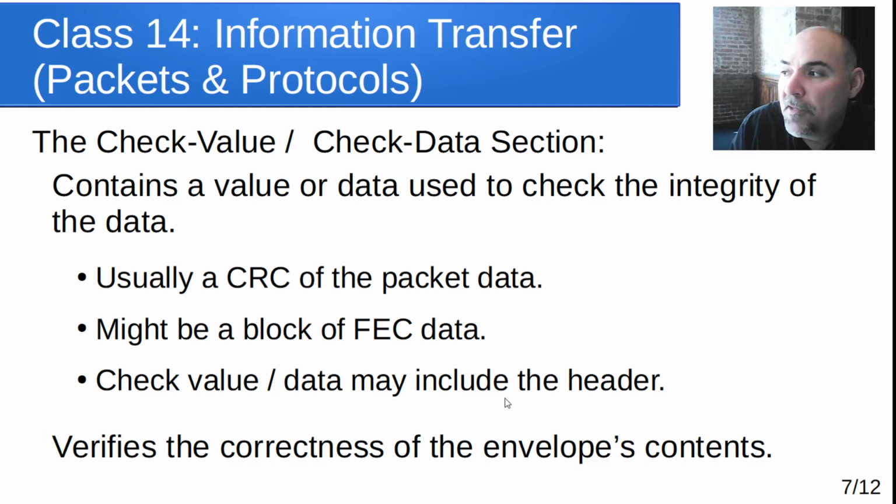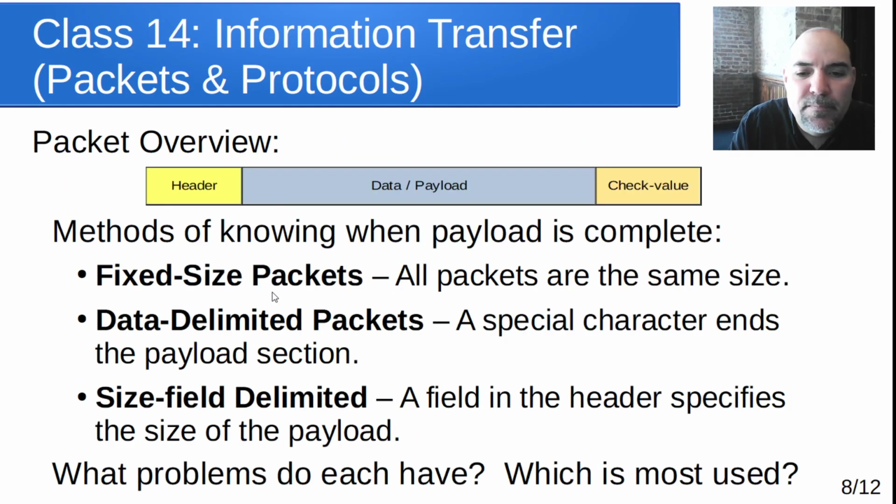But the whole purpose of the checksum or check data, check value, is to ensure the correctness of the packet itself, the data that's in the packet. Because when you receive a packet, you don't want to take an action on it or use it if it's bad data or it's corrupted in some way. So we check to make sure of that. Usually it's a CRC. So here's a picture of what we're talking about. Here's a packet. We have the header, we have the data payload section, and then we have the check value at the end.